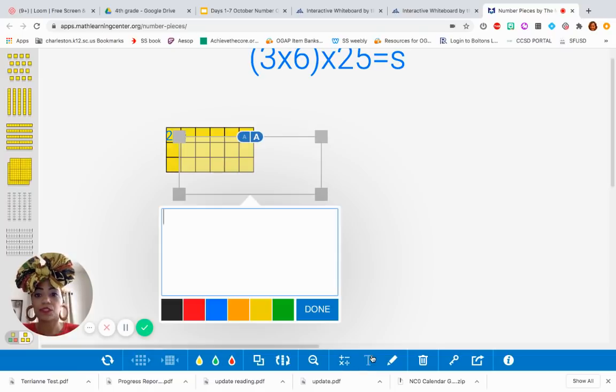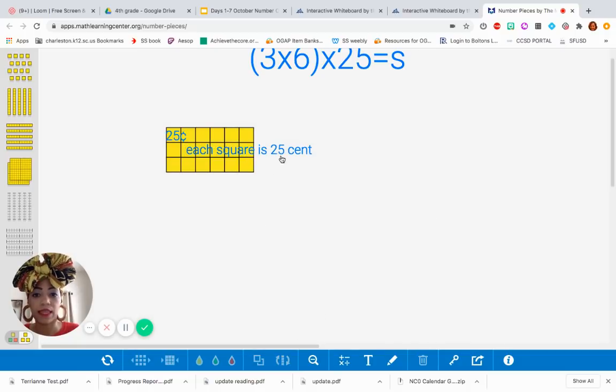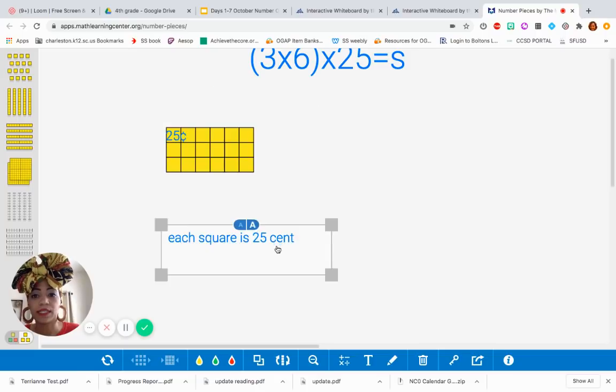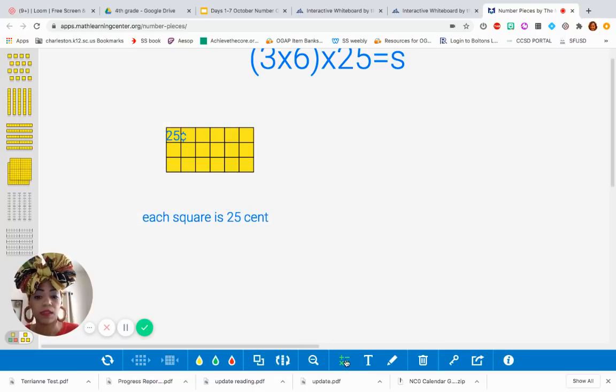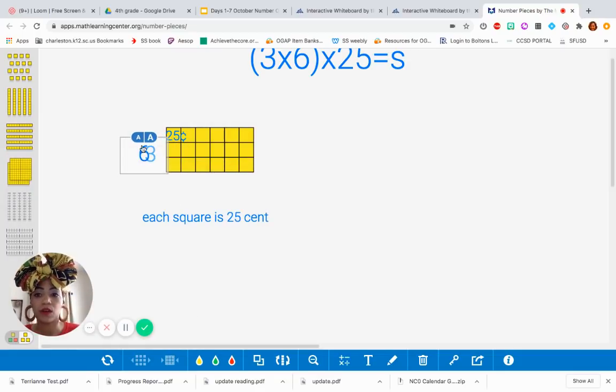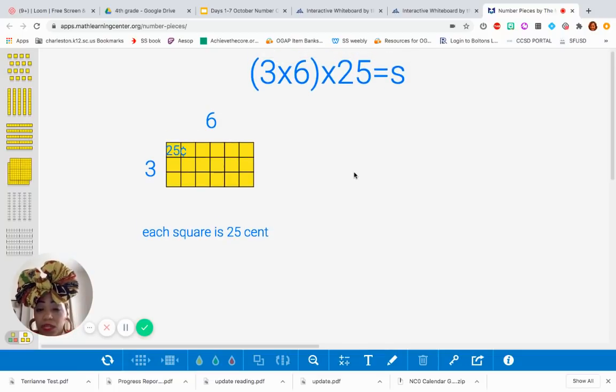All right, so here's my sketch. And I know that each square is 25 cents. Okay. I tried to put 25 cents over each square, but that just made it seem a little messy. And so just to be clear, here's my 3x6. And so I can make a 3, put 3 here, and I have 6. And then I know that each one of those squares are worth 25 cents. Are we good with that? All right, guys, now we want to solve how much money was spent on these stamps.